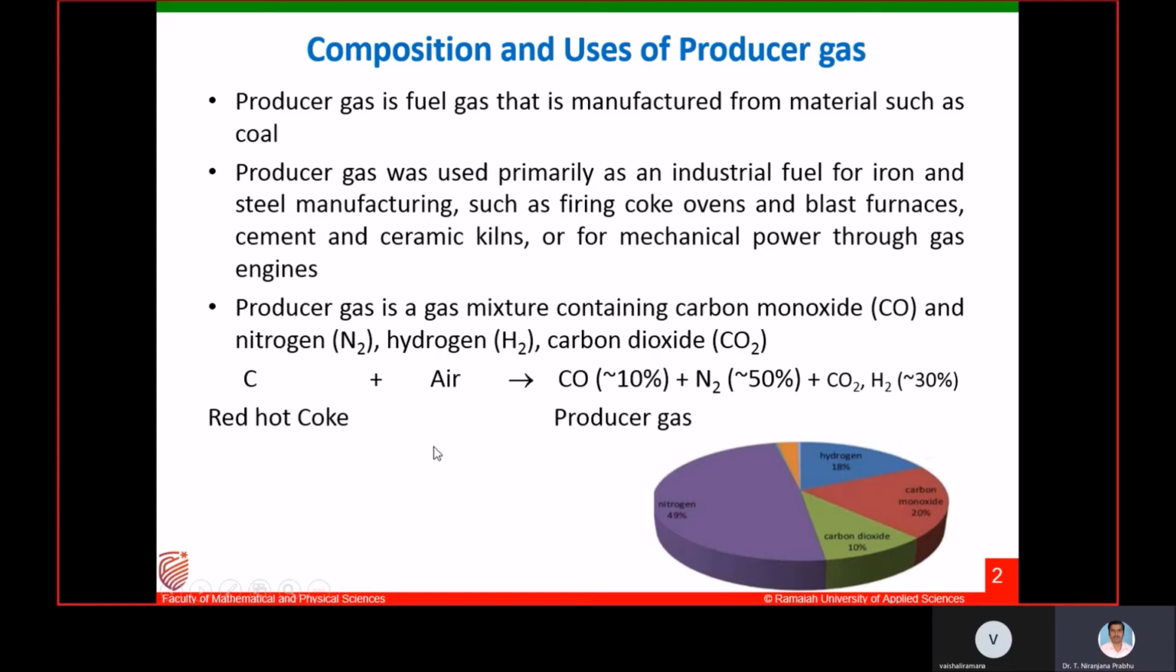So how is it produced? The producer gas is obtained where air is blown over hot, red hot coke. So from this red hot coke, carbon monoxide, nitrogen, carbon dioxide, and hydrogen gases are produced as a mixture in different quantities.